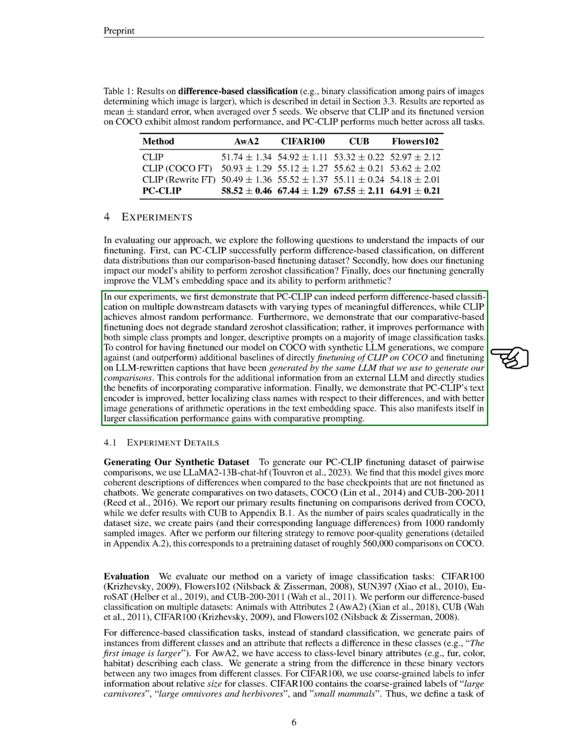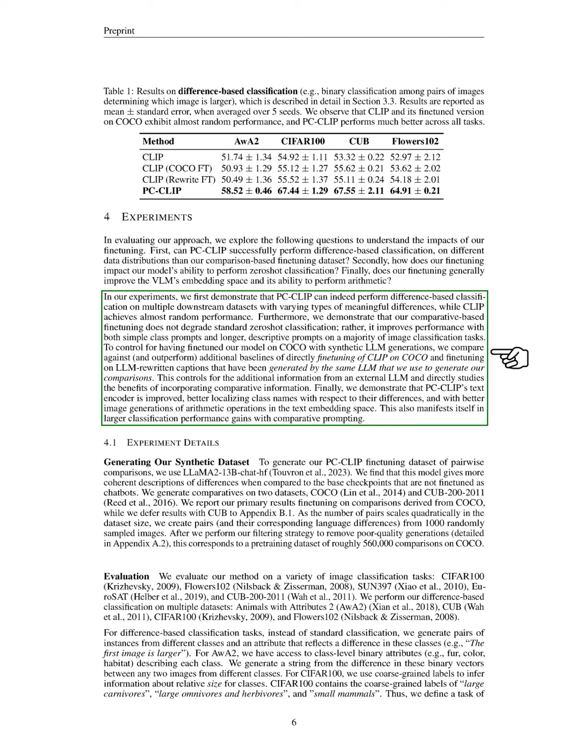We demonstrate that PC CLIP can indeed perform difference-based classification on various downstream datasets with significant differences, while CLIP shows almost random performance. Additionally, our comparative fine-tuning does not hinder standard zero-shot classification. Instead, it improves performance with both simple and descriptive prompts in most image classification tasks.